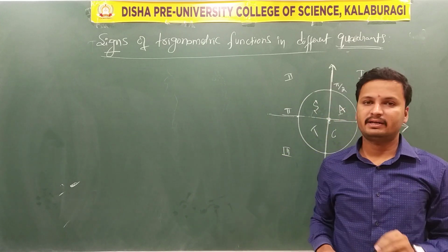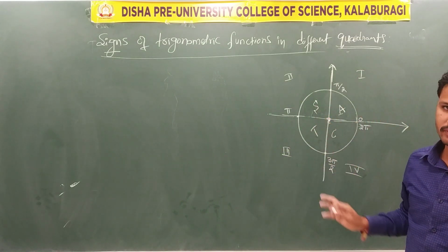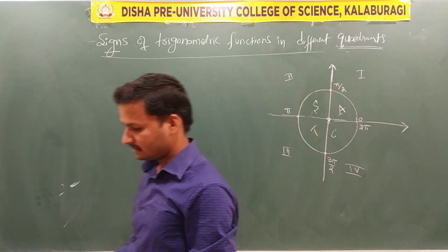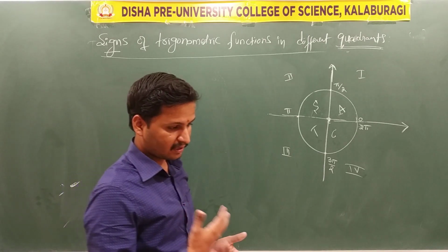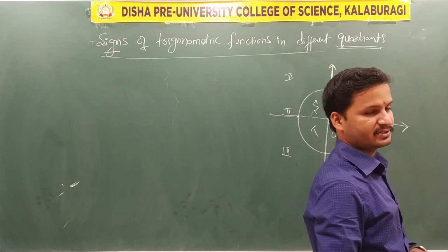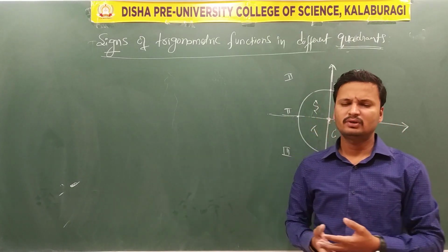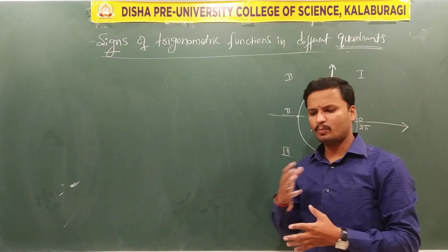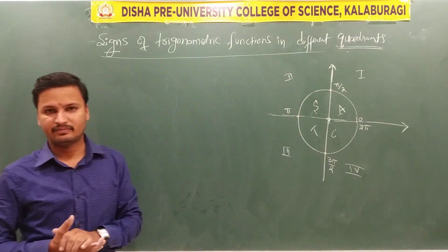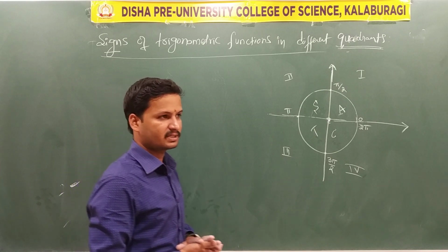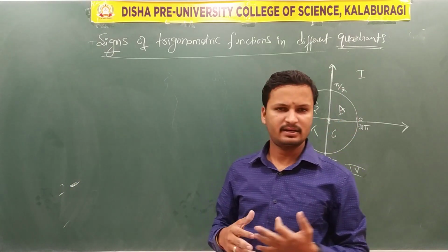So this is all about the signs of different trigonometric functions in different quadrants. There are 4 quadrants: first, second, third and fourth. In the next class we will discuss the graphs of these trigonometric functions. Graphs are very important. Based on the graph only, we can say many properties or the nature of the function. We will discuss the graphs of a function and the domain, range and so on.